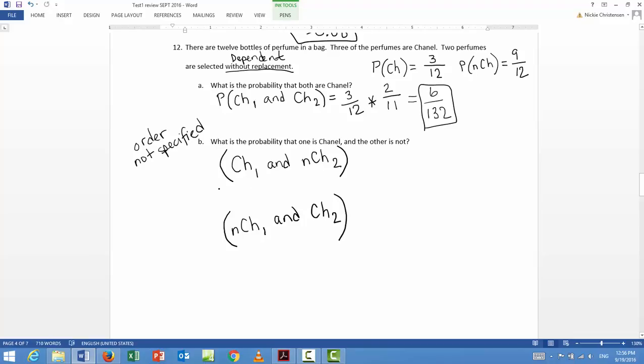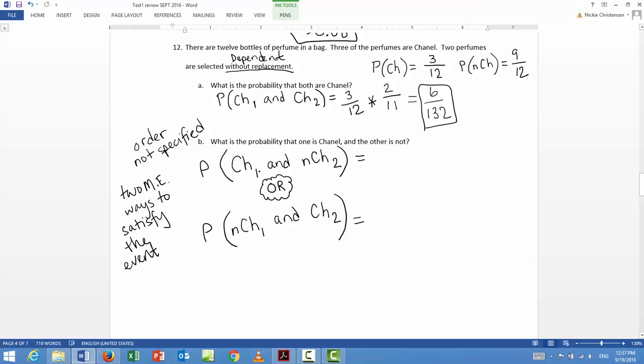So there are 2 mutually exclusive ways to satisfy the event. We could do it this way, Chanel first and non-Chanel second, or we could do it this way, non-Chanel first and Chanel second. So what we have to do is find the probabilities of these 2 mutually exclusive ways of satisfying the experiment.